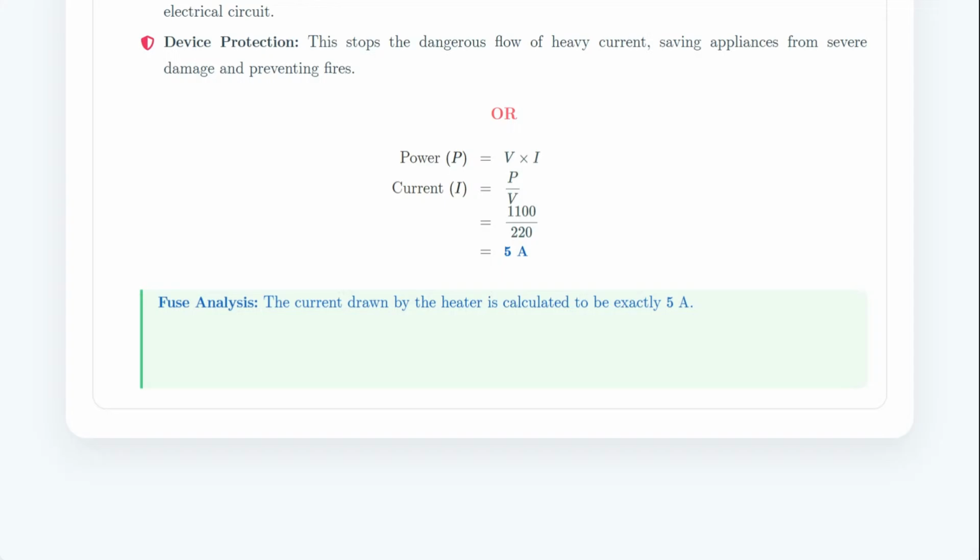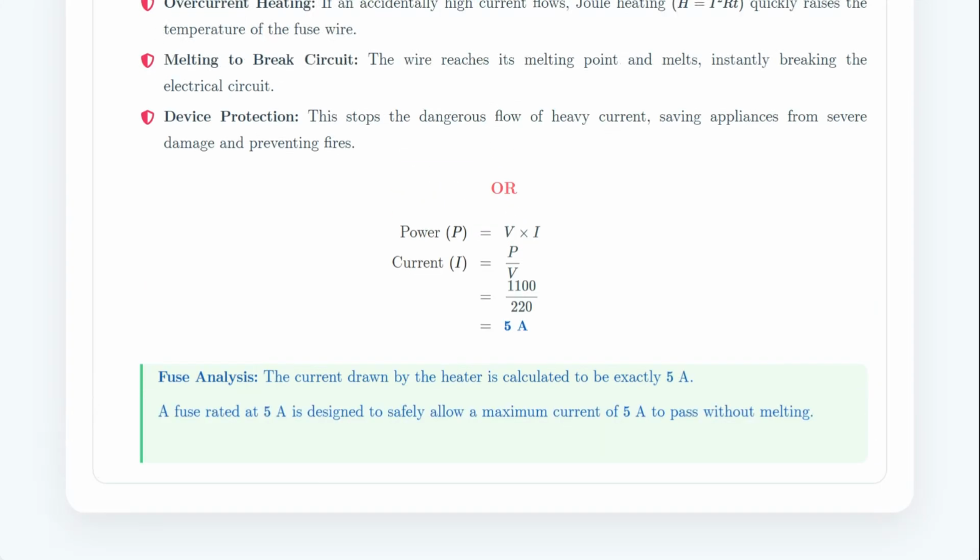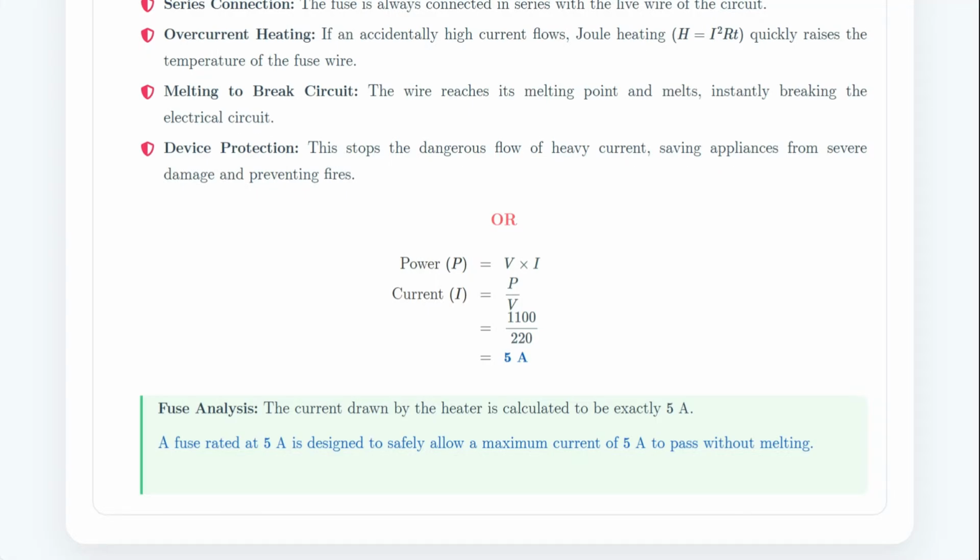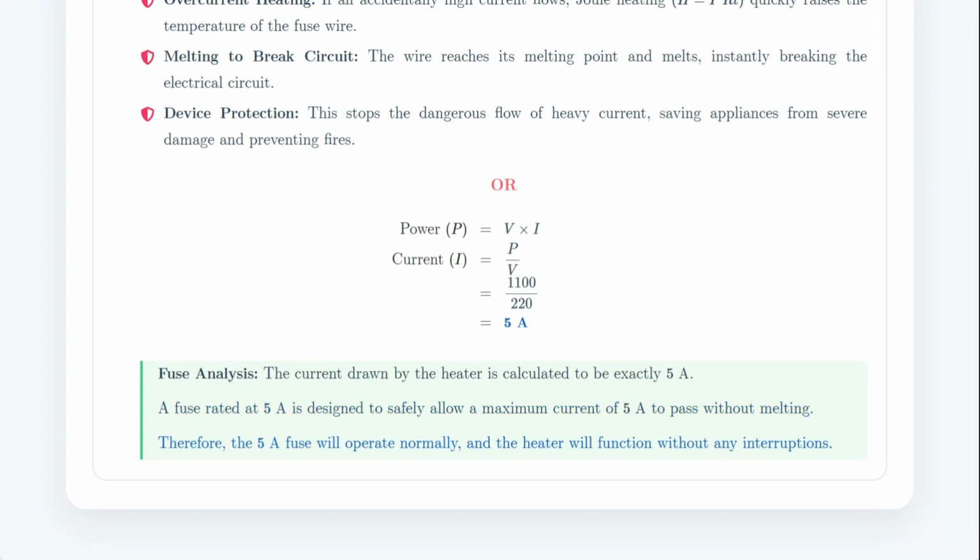Now, what about the fuse? The calculated current drawn is exactly 5 amperes. Since a 5 ampere fuse can safely carry a maximum of 5 amperes, it will not melt. Therefore, the fuse will operate normally, and the heater will function perfectly.